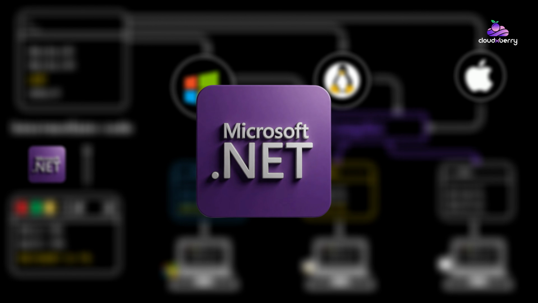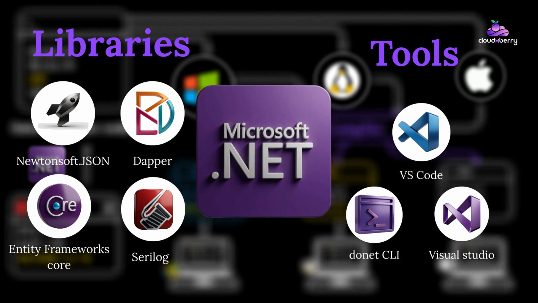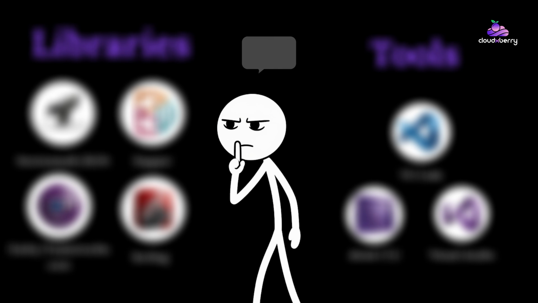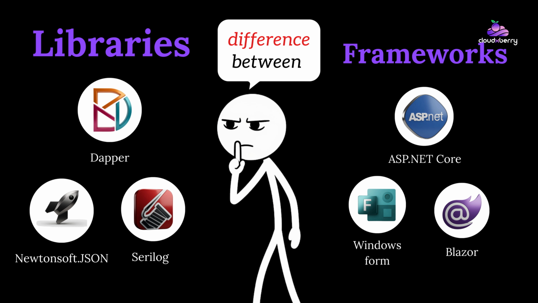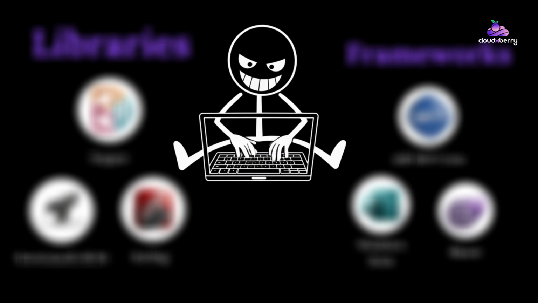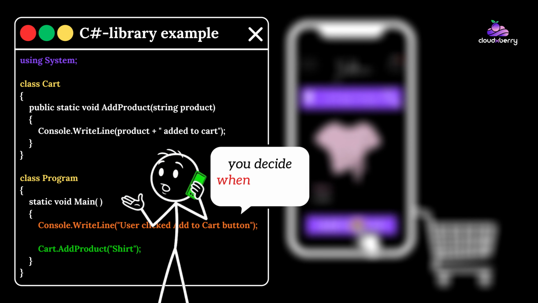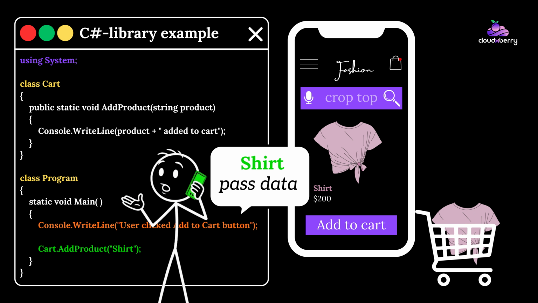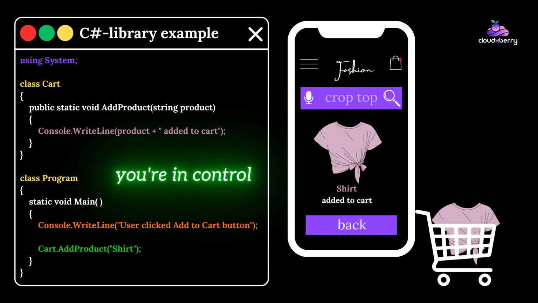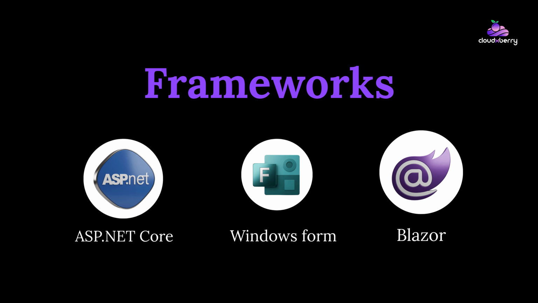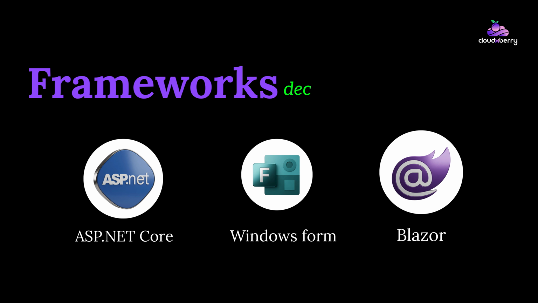Okay, so we've been talking about .NET giving you all these tools and libraries, but there's actually an important difference between a library and a framework, and it's worth understanding now because you'll deal with both. A library is something you call. You decide when to use it. You pick a method, pass data, get a result. You're in control. A framework is the opposite. You write code, but the framework decides when to call it.